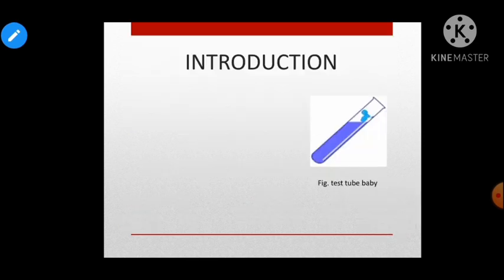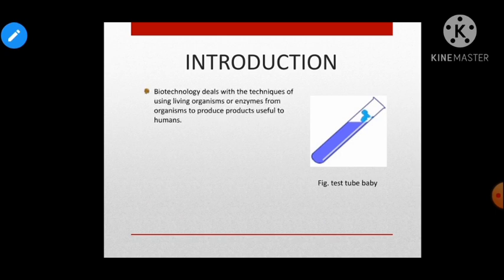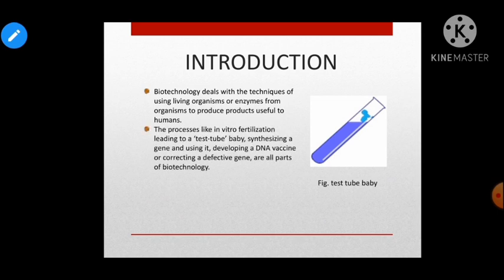So children, talking about biotechnology, it actually deals with the technique of using live organisms or enzymes obtained from organisms to produce products which are useful to human beings. For example, children, nowadays in vitro fertilization is very popular, which leads to a test tube baby, right? Developing of vaccines, correcting defective genes. So these all are part of biotechnology.